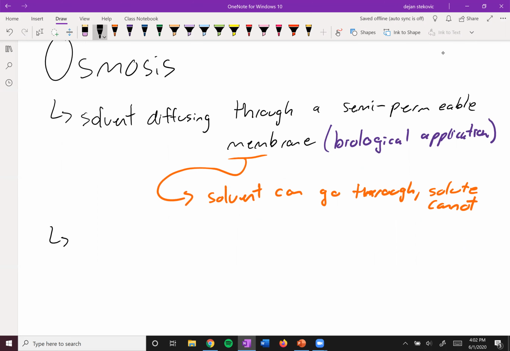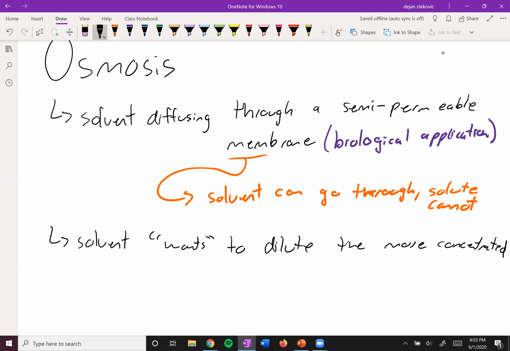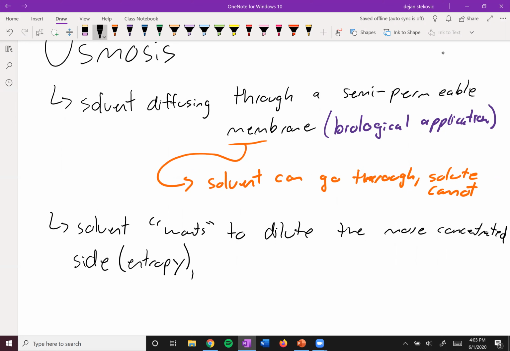For osmosis, the solvent wants to dilute the more concentrated side. And really, all of these effects come down to entropy. We'll learn about entropy later on, and you will know the true secrets to how the universe works. But for now, you're just going to have to take my word for it. So the solvent wants to dilute the more concentrated side. However, it's resisted by a difference in pressure.